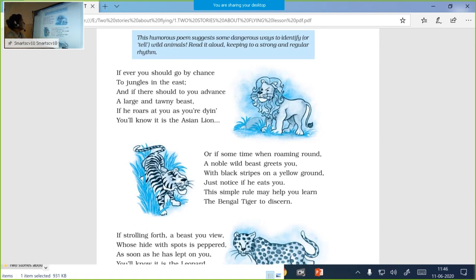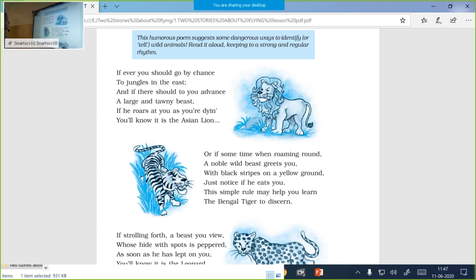This humorous poem suggests some dangerous ways to identify wild animals. If ever you should go by chance to jungles in the east, if there should to you advance a large and tawny beast, if he roars at you as you are dying, you shall know it is the Asian lion. So she comes up with an idea to identify a lion.